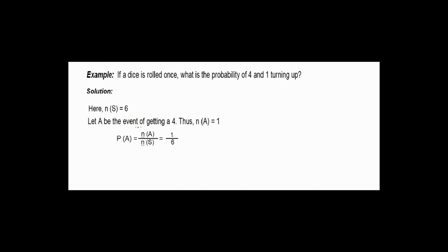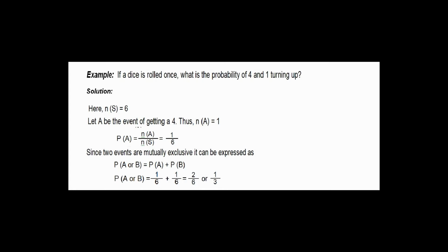Thus, utilizing our formula, P(A) is equal to n(A) over n(S). Our n(A) is equal to 1 and our sample space is 6. Therefore, the value will be 1/6. Since the two events are mutually exclusive, it can be expressed as P(A or B) is equal to P(A) plus P(B).